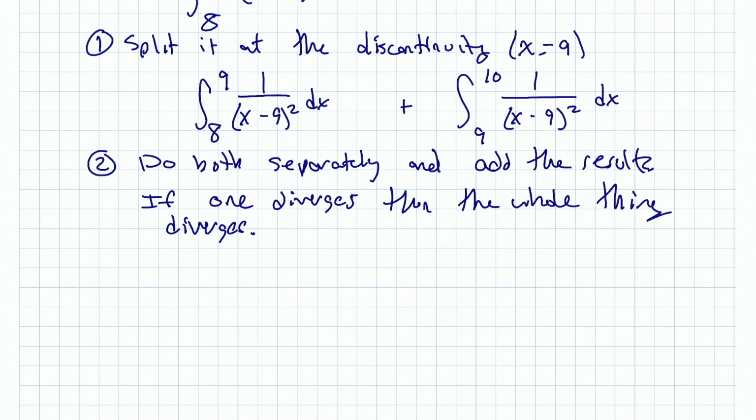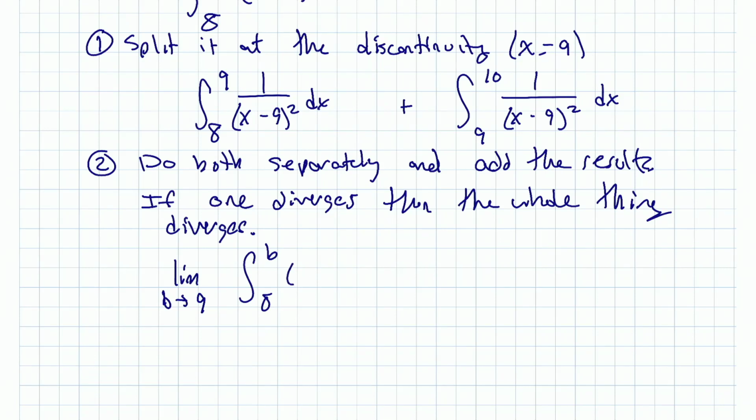And so I'll write it out for this one. If we were going to do this one, the problem's at 9, so we'd have a limit as b goes to 9 of the integral from 8 to b of 1 over x minus 9 squared. Actually, I'm going to rewrite that, by the way.